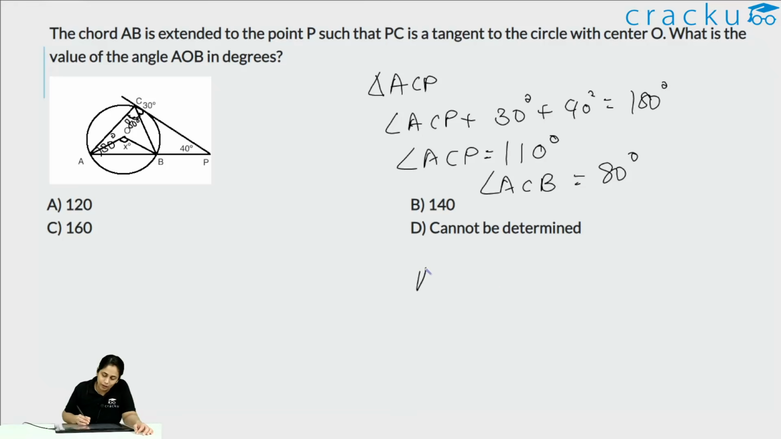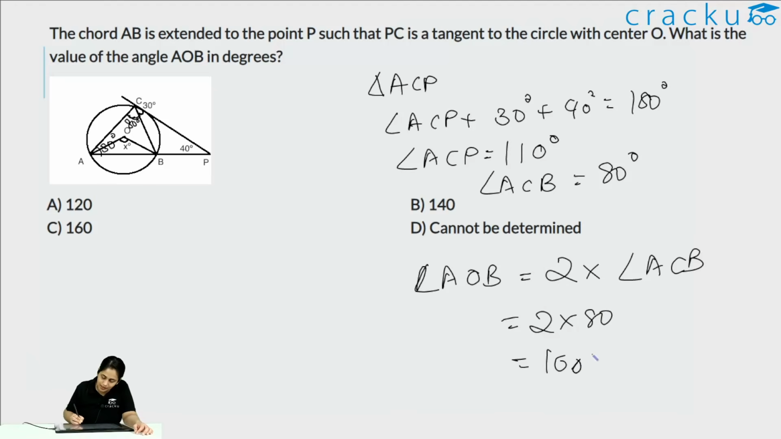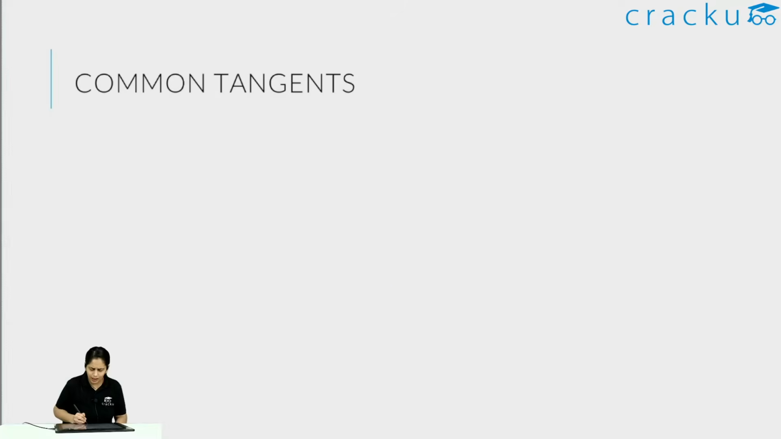Now what is angle AOB then? AOB is basically 2 times angle ACB, because the angle subtended at the circumference is half the angle subtended at the center. So angle AOB is 2 times 80, so that is 160 degrees. Angle AOB is 160 degrees, that is option C. This became very easy to solve because we could immediately identify this angle to be equal to 30 degrees using the alternate segment theorem.